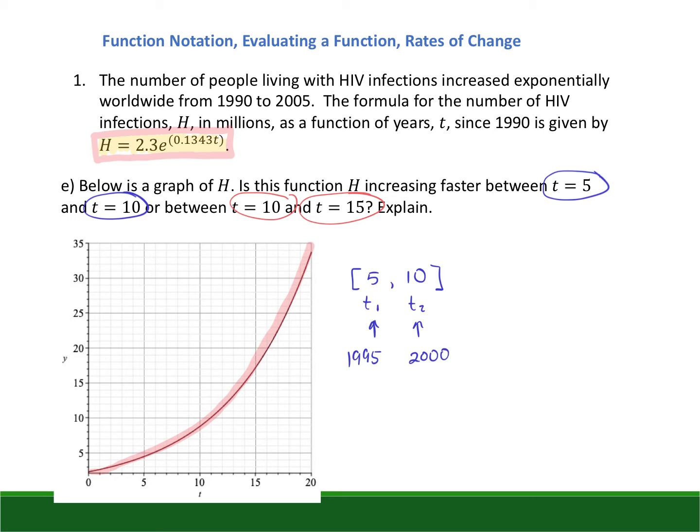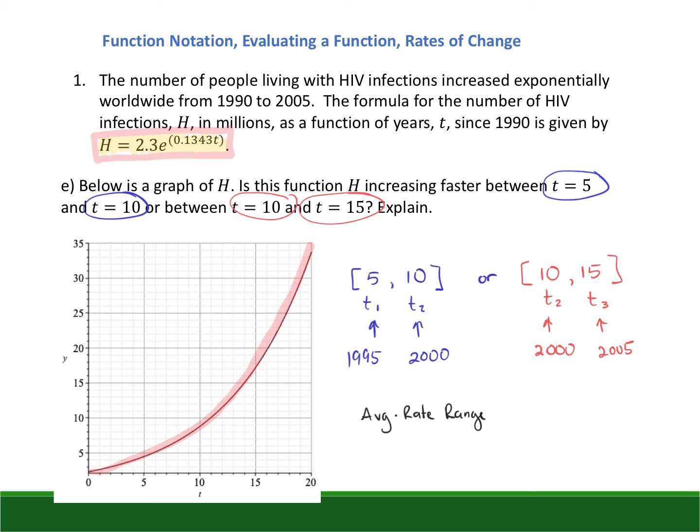So is the number of HIV infections increasing faster between 1995 and 2000, or between t equals 10, t sub 2, and 15, which we'll call t sub 3? In other words, between the year 2000 and the year 2005? To answer that question, you can either calculate the average rate of change by sticking values into the formula, or if you have a graph, you can just look at the graph. Let me show you graphically how you can see where the function is increasing faster.